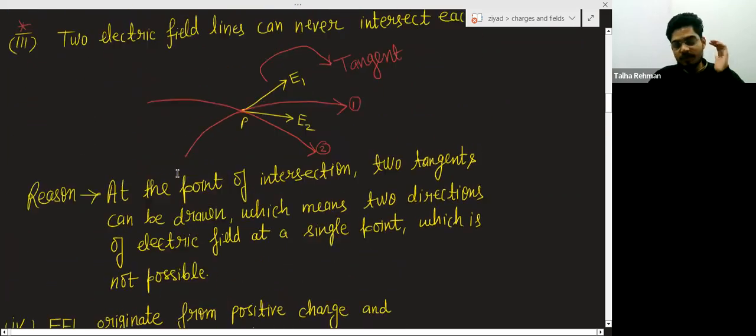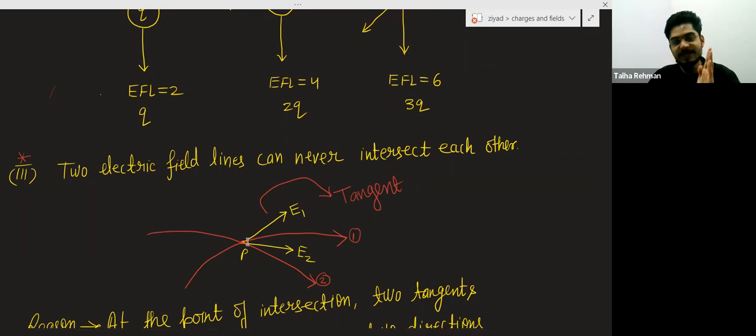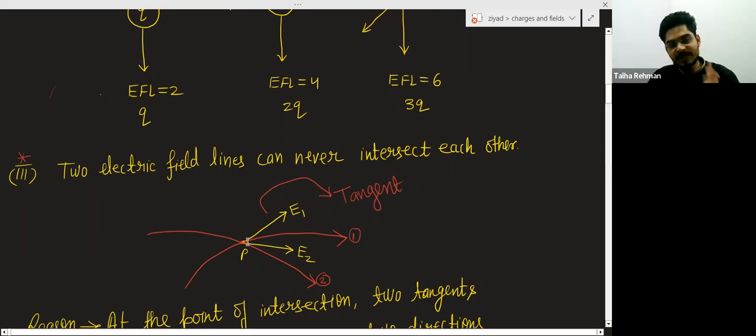They can ask you why two electric field lines can never intersect each other. So what you will tell? At the point of intersection there would be two tangents. It means that there are two directions of the electric field at the point of intersection, and at one point there can be only one direction of electric field. So that is not a possible condition.